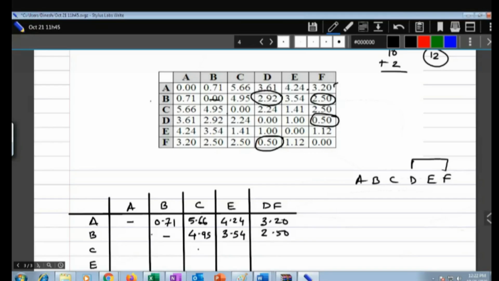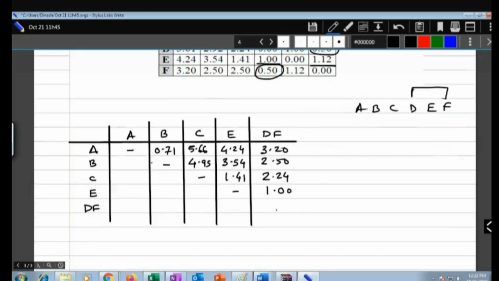Then ultimately C to C is dash, C to E is 1.41, so I will directly copy that value. And C to DF: C to D is 2.24 and C to F is 2.50. Which one is minimum? 2.24, so I will copy that. E to E is dash, and E to DF: E to D is 1.0 and E to F is 1.12. Obviously I will write 1.0. That's it. And D to F is dash.